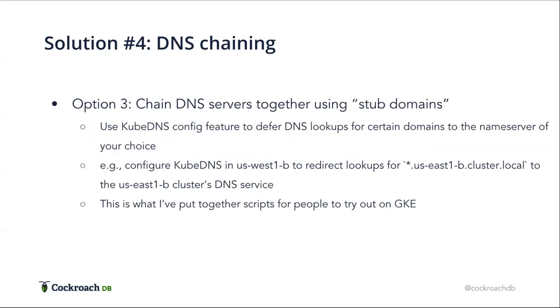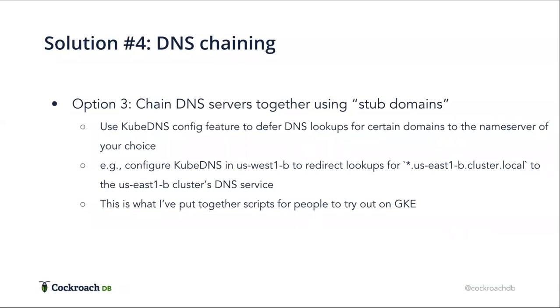What we've ended up doing for systems like GKE and DKS is using what are called stub domains. Stub domains are a kubedns config feature that allow you to defer DNS lookups for certain domains to the name server of your choice. So we can configure a suffix that allows the kubedns in one cluster to redirect lookups for anything that ends in that suffix to a different cluster's DNS service.